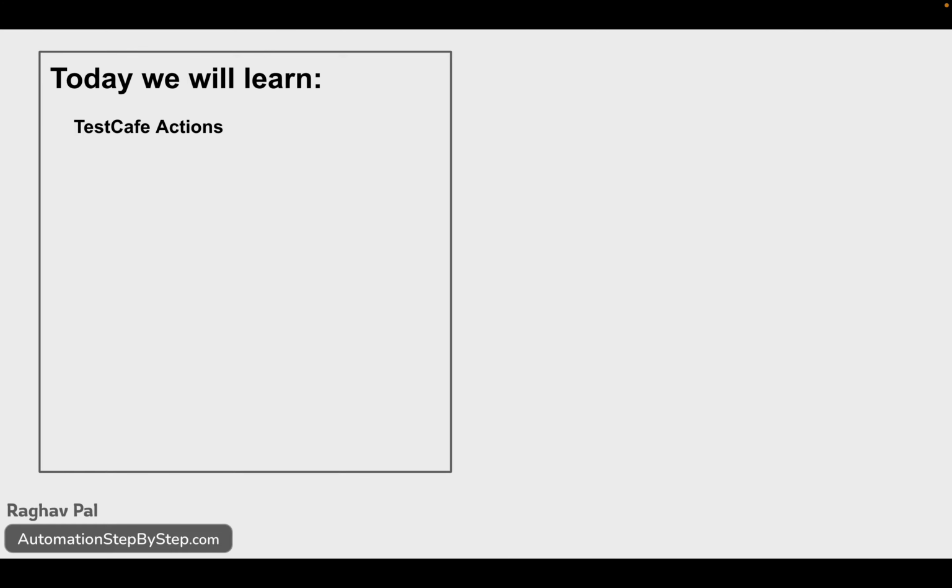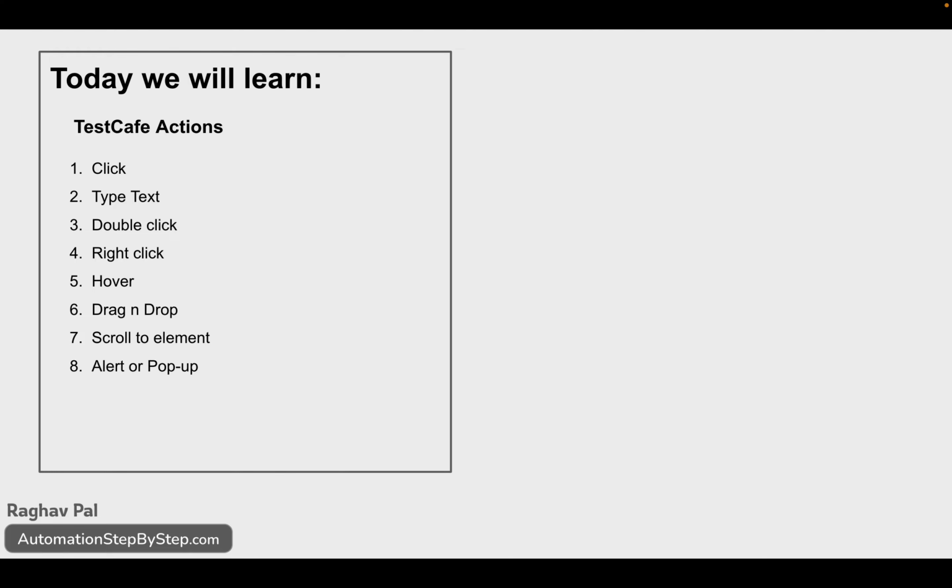So actions are all the things that we can do on our browser with our elements. For example, we can do click actions, typing a text on an element on a text box. We can do double click, right click. We can hover over the elements, drag and drop, scroll to element, alert or pop up, wait, and then taking a screenshot. So in this session we are going to go very basic, step by step.